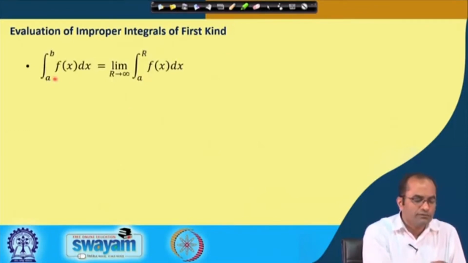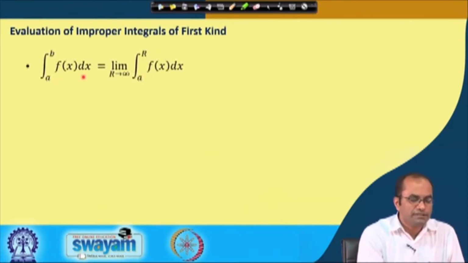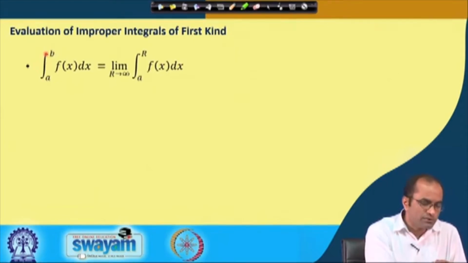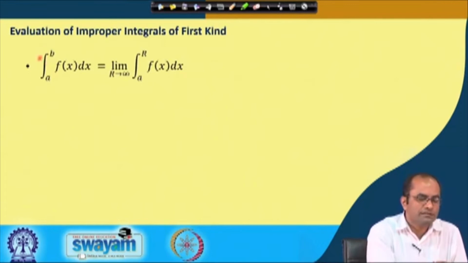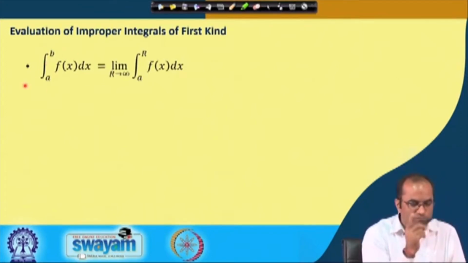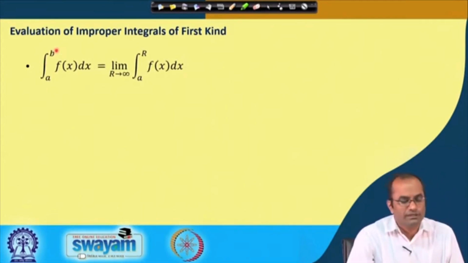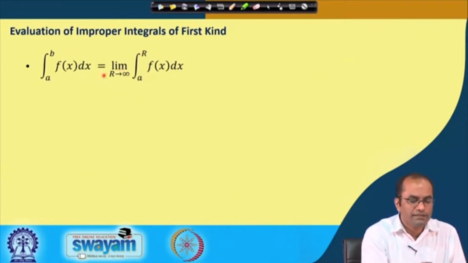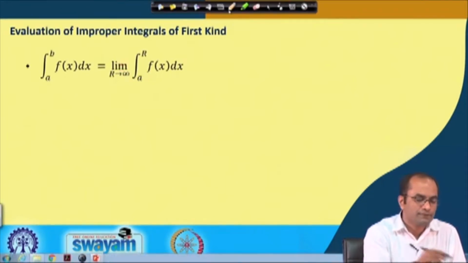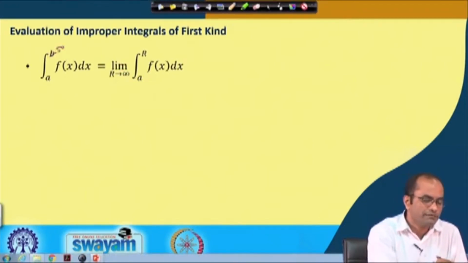So, for example, we have the integral from a to b of f(x) dx, and suppose that this b is going to infinity. So, this is the integral of first kind, and we assume here that b is approaching infinity. In this case we will consider the integral from a to r. So, this b which is infinity we have replaced by r, and then we are taking r to infinity.